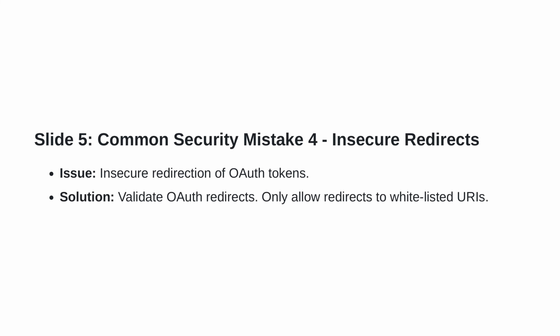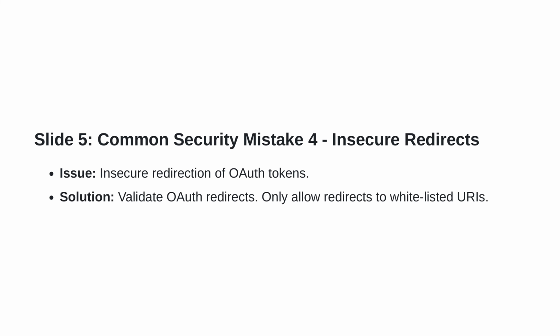Moving forward with common security errors, we have insecure redirects at number 4. This is a significant issue that deals with the insecure redirection of OAuth tokens. Basically, what happens is that users can be redirected to malicious sites unknowingly, compromising their security credentials. But don't worry, there is a solution, and it's actually a straightforward one. The best practice here is to validate OAuth redirects, making sure to only permit redirects to whitelisted URIs. A whitelisted URI is normally an approved address that has been screened for security purposes.